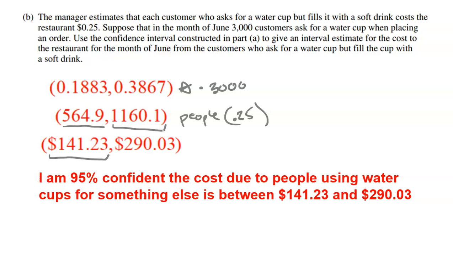So all in all, how much is this going to actually cost the restaurant? Because they're essentially being stolen from, right? They're being robbed. Well, I'm 95% confident that the cost due to people using water cups for something else is somewhere between $141.23 to as high as $290.03. So again, that's all based on my original confidence interval, which was a proportion. I converted it to the amount of people out of 3,000, 25 cents for each person that does this, and that's how I was led to these final values for what the cost could be.